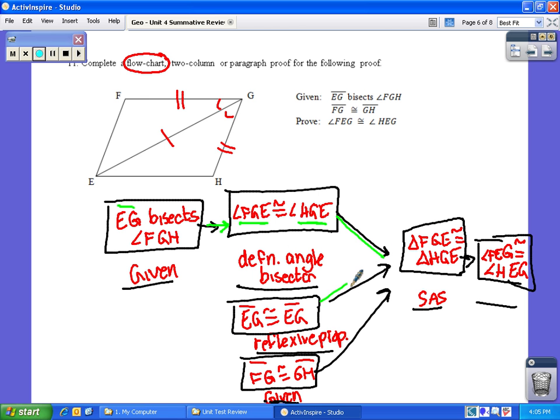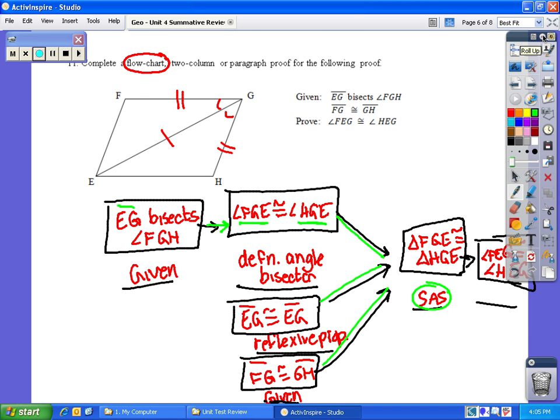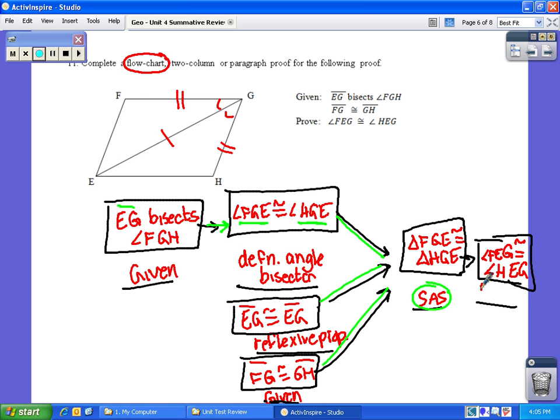However, these three facts can lead us to the conclusion that triangle FGE is congruent to triangle HGE, and that's by side angle side. Lastly, since corresponding parts of congruent triangles are congruent, I can conclude that angle FEG must be congruent to angle HEG. Stay tuned for the two-column part.